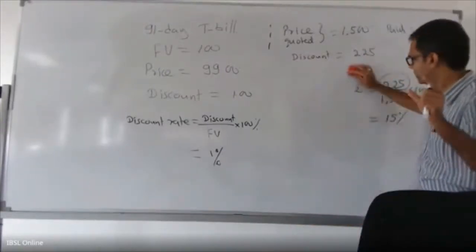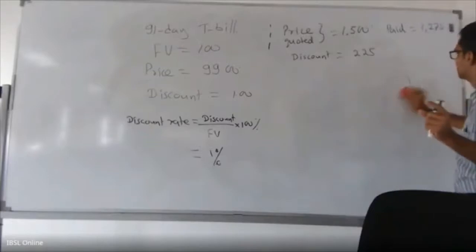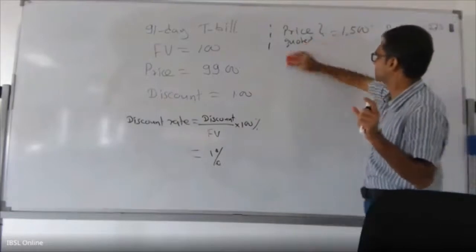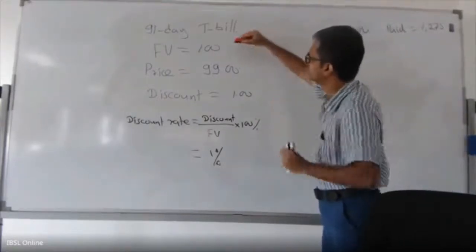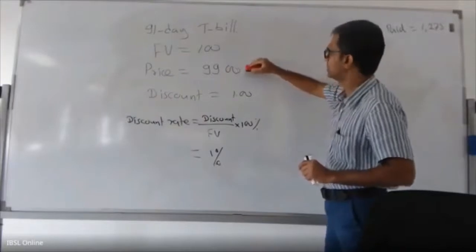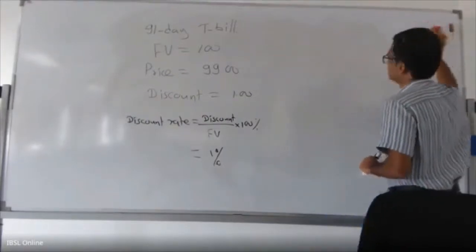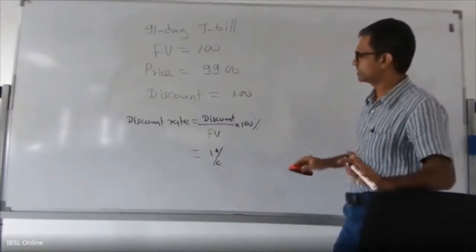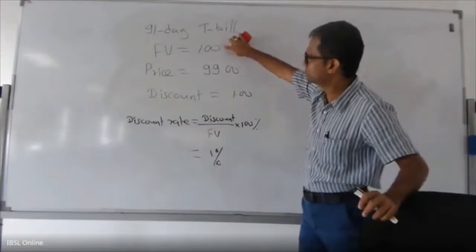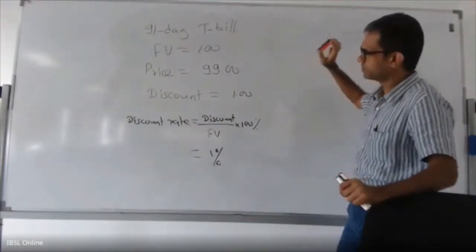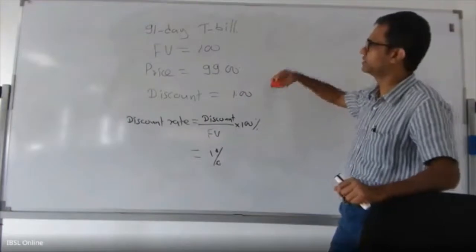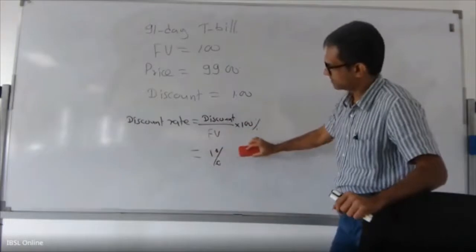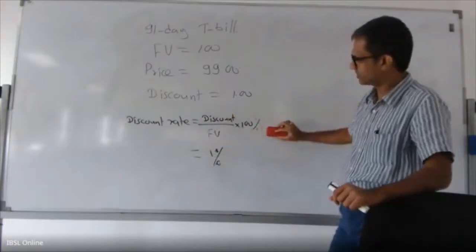So remember, we always discount the face value. What is the amount that we are receiving? The discount is on top of the face value, not on the price that we are receiving. Clear? So always the discount rate is applicable to the face value. So to derive the discount rate, you have to use the face value. Is there any concern on this?